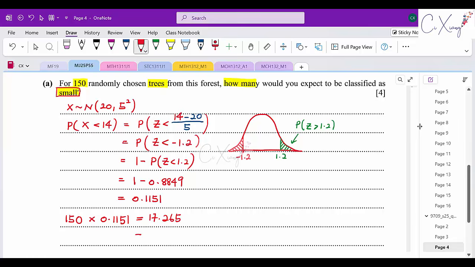Then of course the number of trees must be an integer, right? Then usually you can either round it up or round it down. For me, 17.2 is closer to 17, so I'll just keep it as 17 trees. Alright, yeah, so this is what you have for part A in question number 2. Then let's continue to part B.